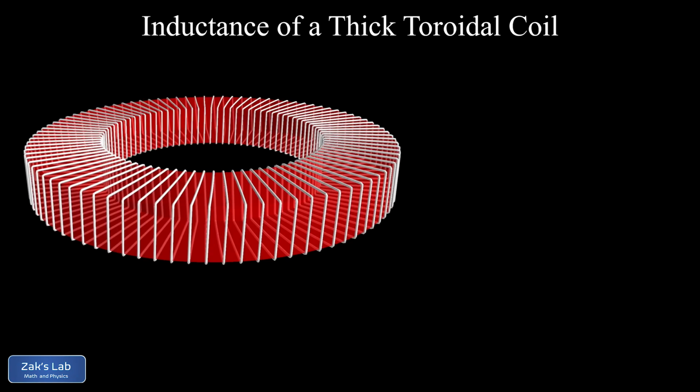In the previous video, we computed the self-inductance of a toroidal coil based on the approximation that the toroid was thin. In other words, that the cross-sectional width of the toroid was small compared to the radius. Now in this video, we're relaxing the thin toroid approximation and computing the self-inductance of a thick toroidal coil, and this is going to require an integral for the flux calculation.